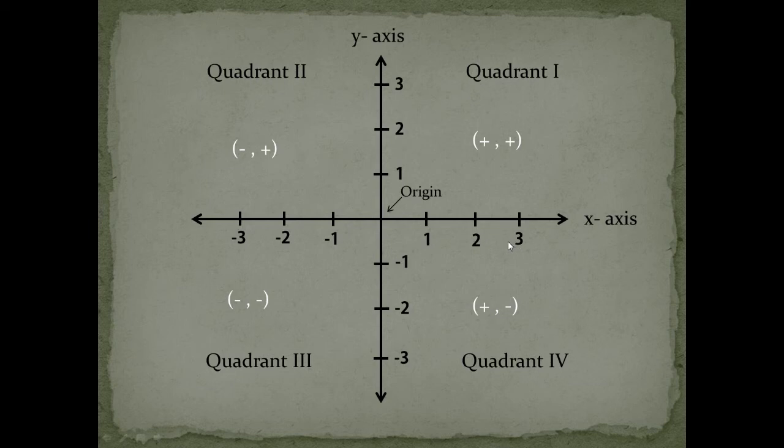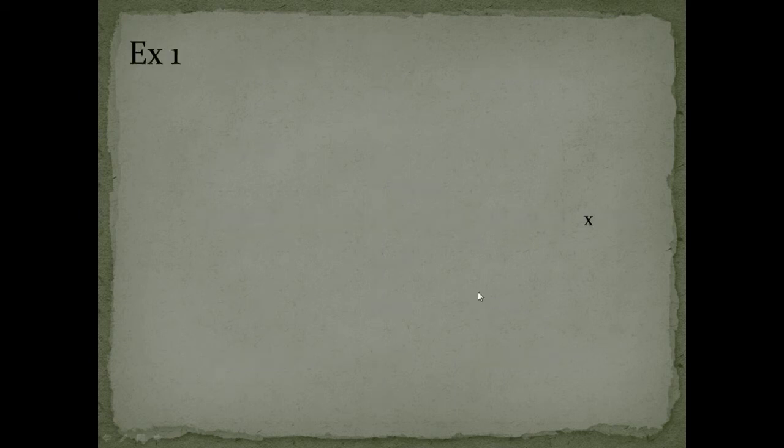So for instance, if I have the point 1, 0, 1 is x right here. Now 0 means y is 0. Where is y 0? Right here. So which quadrant is 1, 0 in? None. It's on the x-axis. Good.